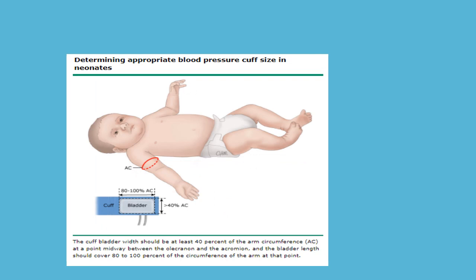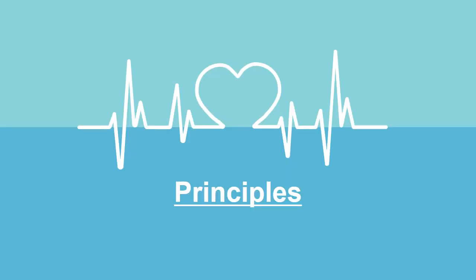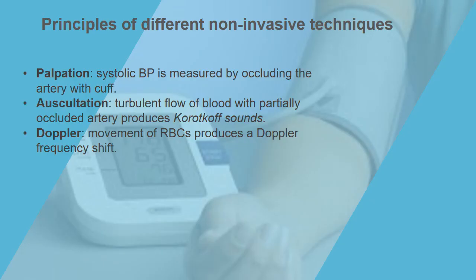What you need is that the bladder width should be greater than 40% of the arm circumference, and its length should be greater than 80 or up to 100% of the arm circumference. So you need longer and wider blood pressure cuffs, blood pressure bladders, for the smaller babies, for the neonates. Okay, now we have to discuss the principles on which they work.